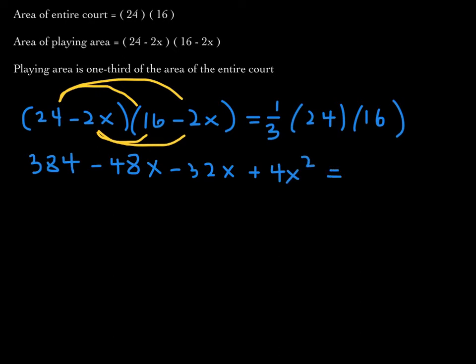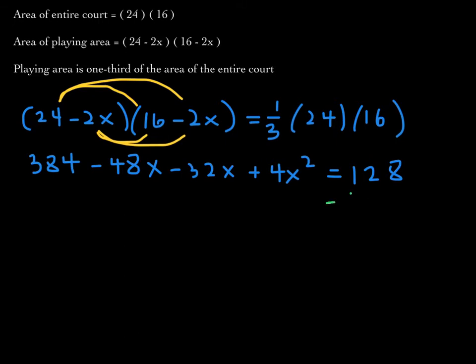Okay? On the right-hand side, 1/3 of 24. 1/3 of 24 is 8. And 8 times 16 is 128. Because this is quadratic, and I know it's quadratic because the variable is being squared, that's the highest degree, highest power, I'm going to move everything over to one side. Basically, I'm going to subtract 128 from both sides, which means I'm going to subtract 128 from 384 and set this equal to 0. All right, so let me show you that.